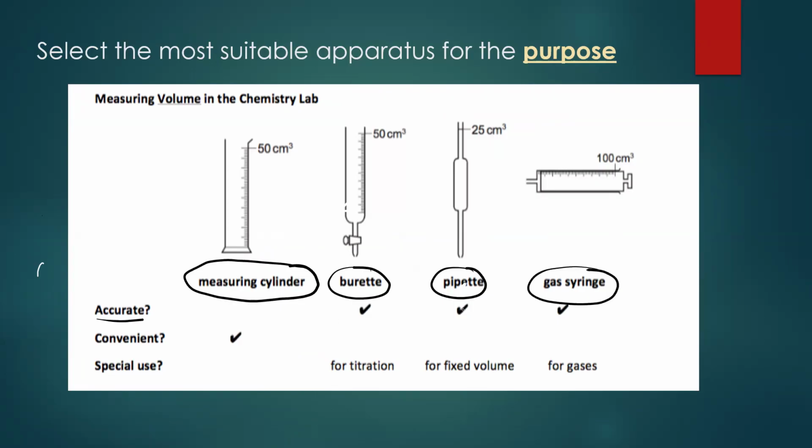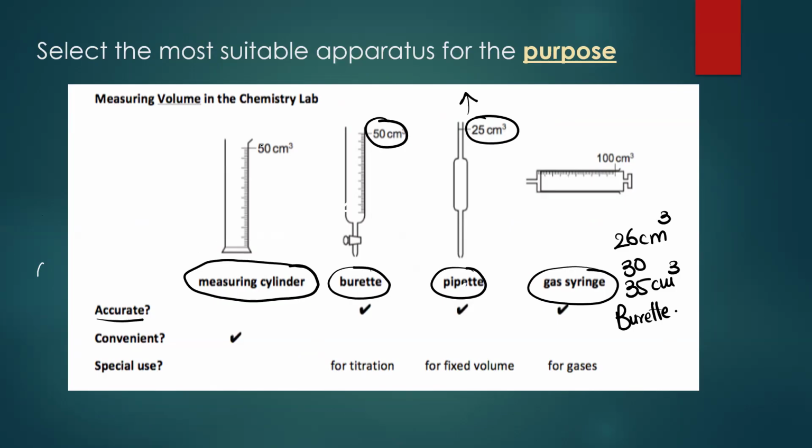Burette and pipette. But you can see that the pipette has a limit of 25 centimeter cube. So if we want to measure the volume of a liquid above 25 centimeter cube, we will use a burette for that. For example, if you want to measure 26 centimeter cube volume, or 30, 32 or 35 centimeter cube volume, then you will use a burette. So the burette is more accurate for that.